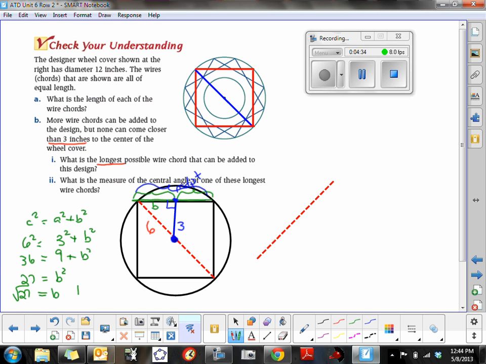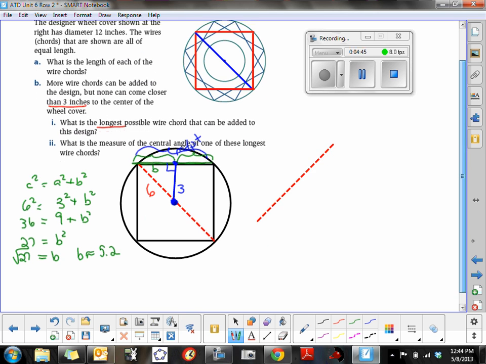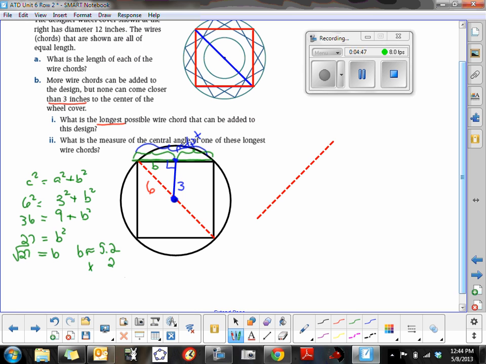Again, if you punch that into your calculator, B is approximately 5.2. So if that's 5.2, then the entire length of it has to be double that value. So we take it times 2, and it's going to be 10.4. 10.4 is the length of the longest chord possible if it has to maintain a distance of 3 inches away. Okay, the follow-up question in part 2 is, what is the measure of the central angle of the longest of these chords?